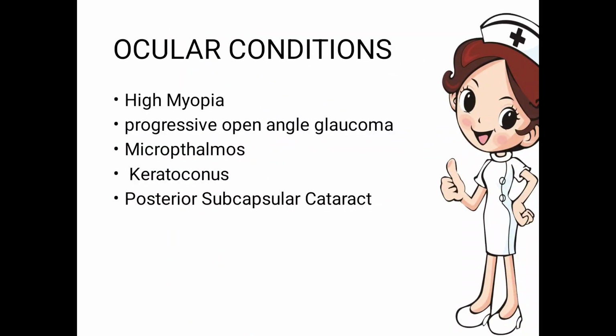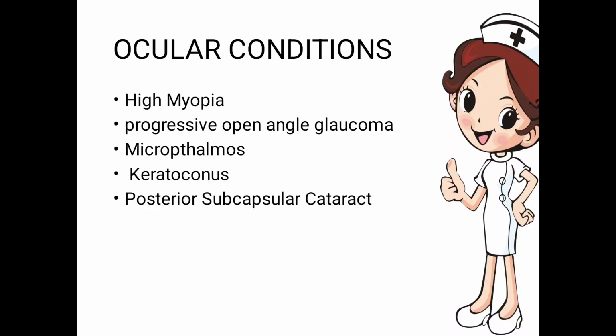Ocular conditions are high myopia. If the person becomes highly myopic, with a high minus number, then patients having high myopia may have retinitis pigmentosa, or retinitis pigmentosa may be due to the high myopia. Progressive open angle glaucoma, which keeps on increasing. Next one is microphthalmos, in which the size of the two eyes is different. One eye is very small compared to the other eye.